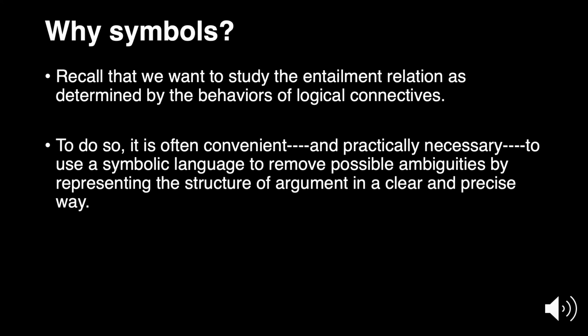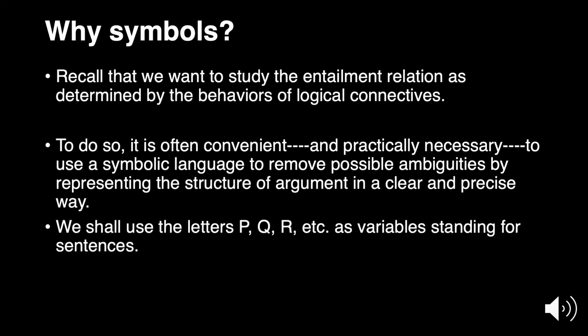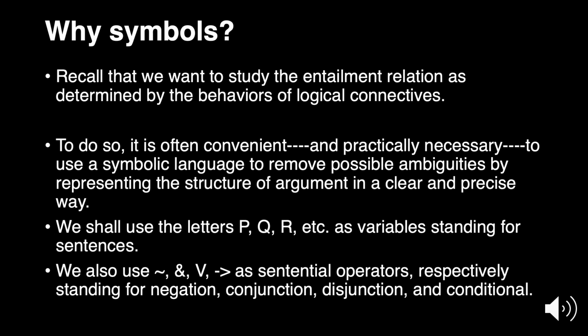Okay. So we shall use English capital letters like P, Q, R, etc., sometimes A, T, as variables standing for sentences. And we'll use tilde, ampersand, wedge, and arrow as sentential operators, respectively standing for negation, conjunction, disjunction, and conditional.